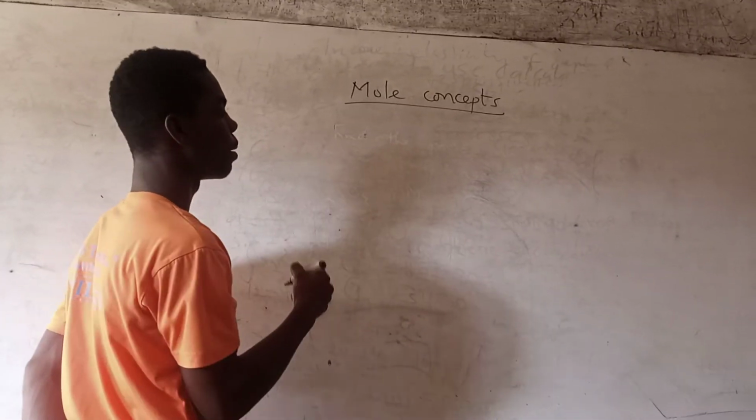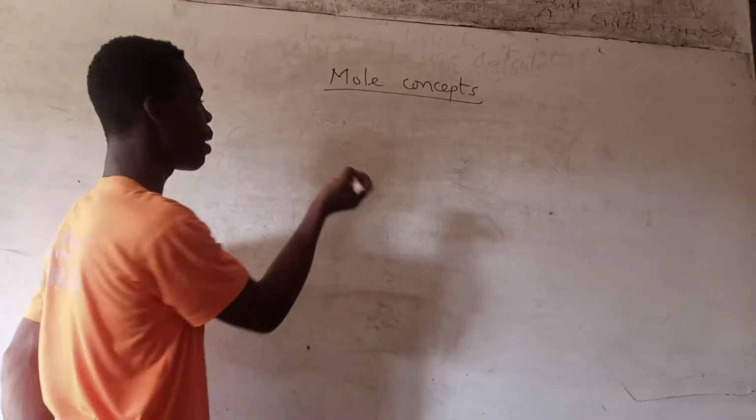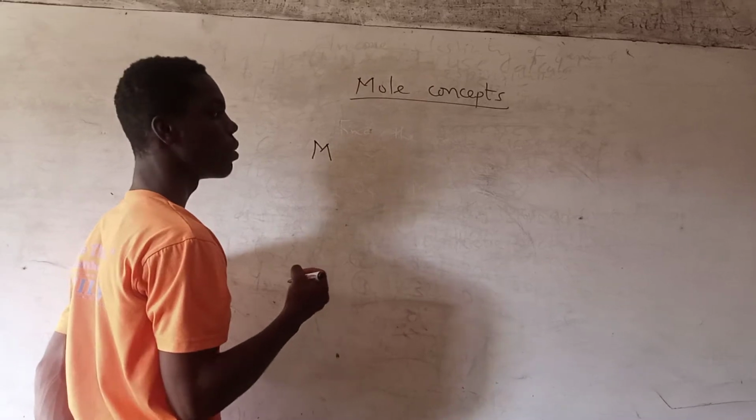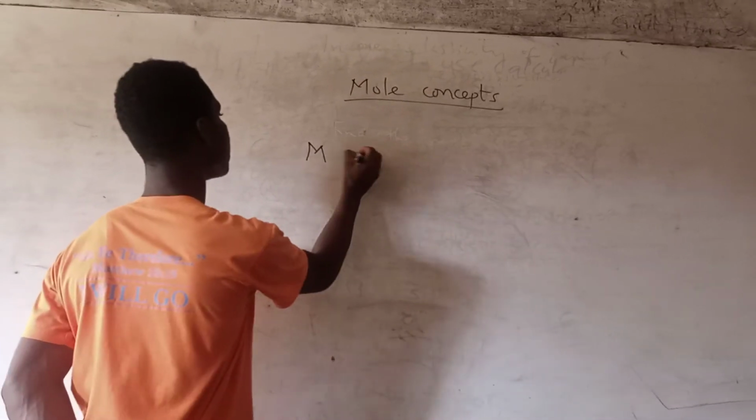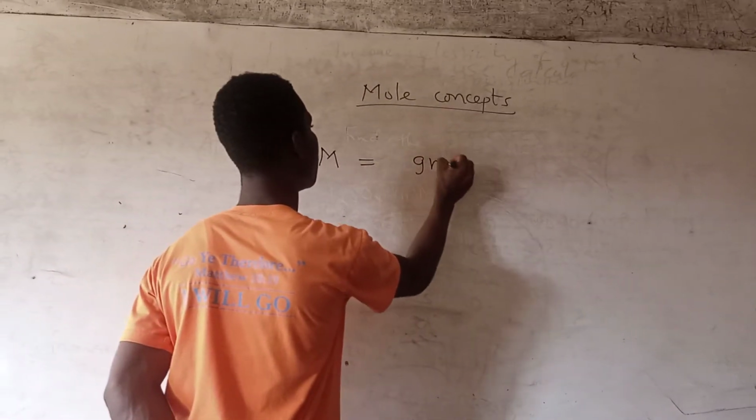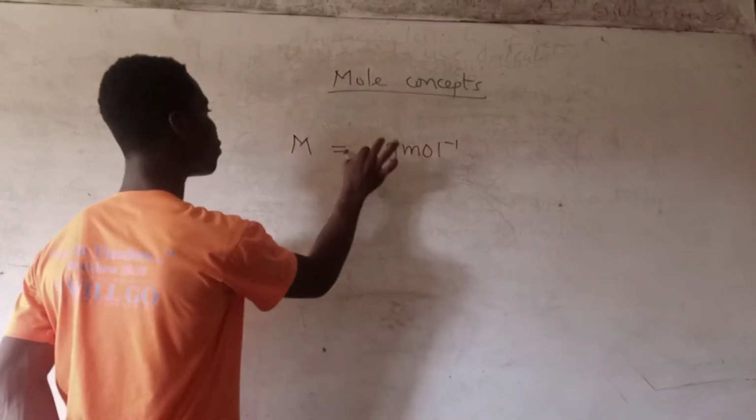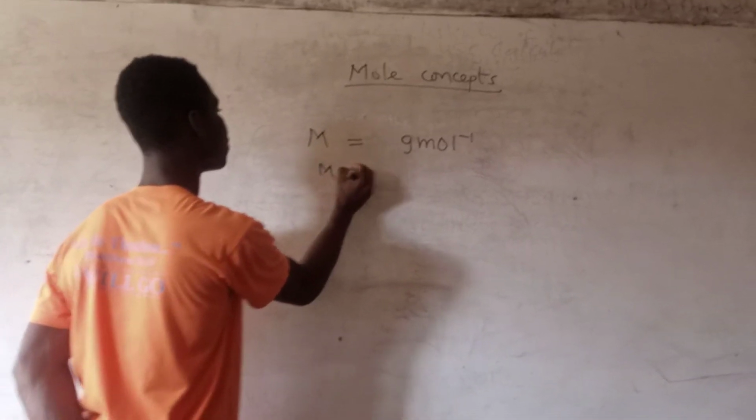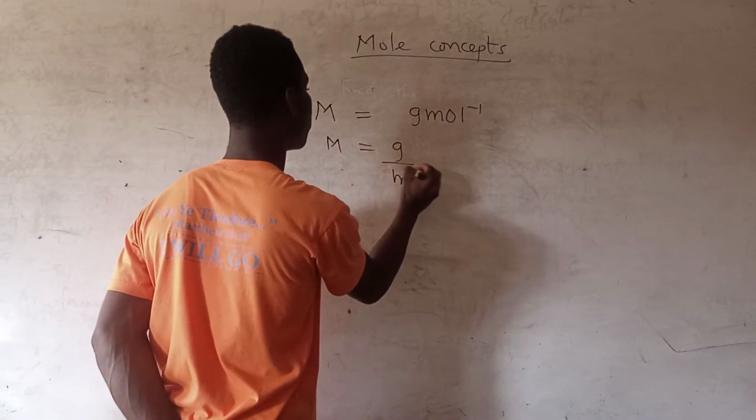From the mole concept, when we were describing the molar mass, that is M, we use capital M to find the molar mass. We said that the unit is gram per mole. So the gram is the mass per mole. So it means that molar mass is equal to gram over mole.